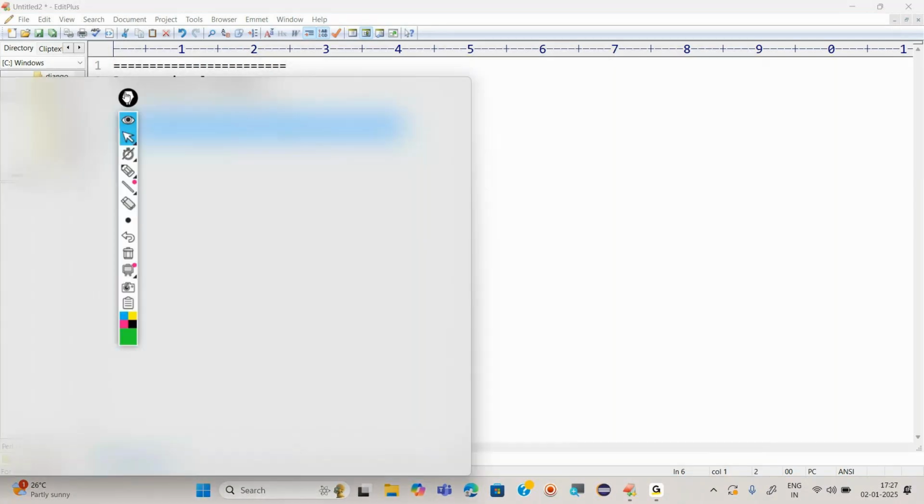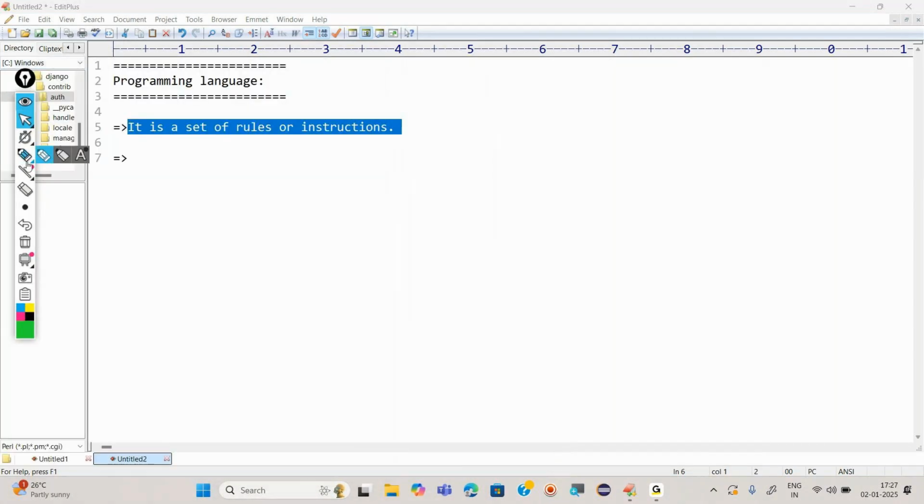Now, let's say there is a person. Why are we calling it a set of rules? Let's say there is a person here and he doesn't know Telugu, and there are two people talking in Telugu, but he can't understand what they are talking about.